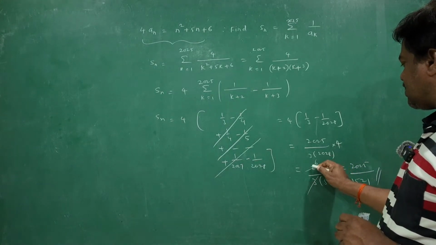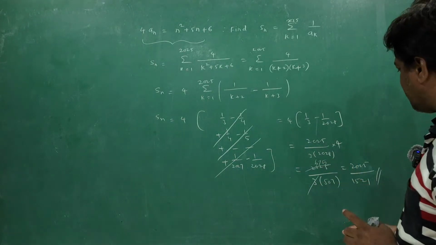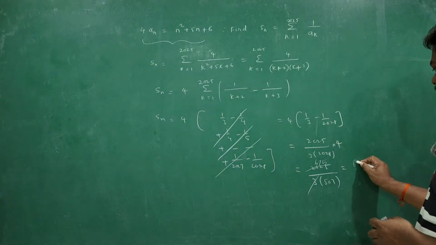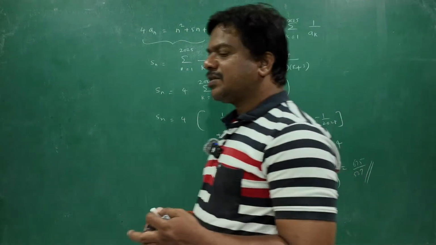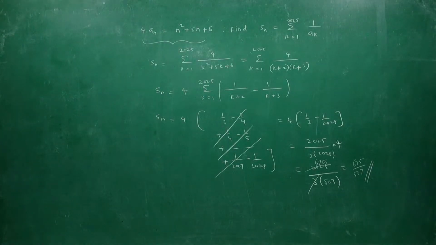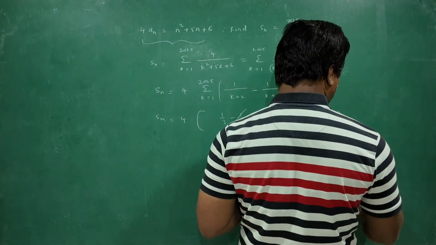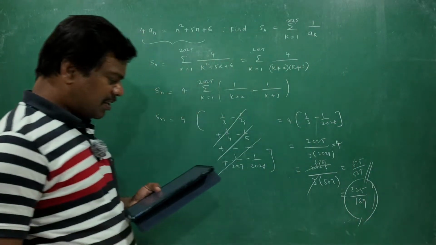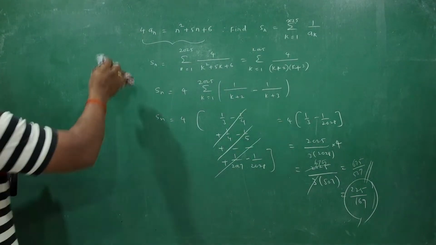3 sixes, next 3 sevens, 3 fives. So 675 divided by 507 you can write. This is your answer. And also you can minimize this. Answer 225 by 169. Also you can write it in simplest form. Okay, next question.